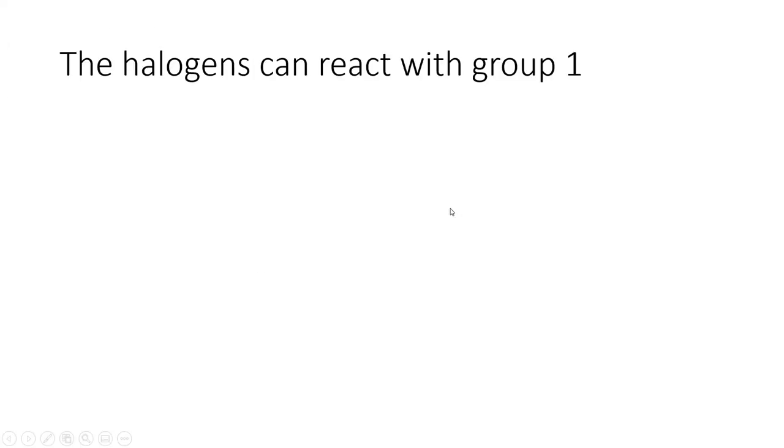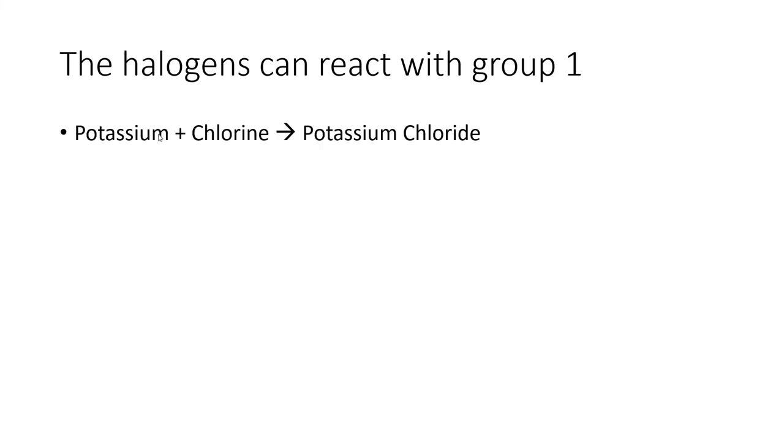Okay, so the halogens can react with group 1. Now when they do, they form salts. So we see reactions like potassium plus chlorine forming potassium chloride. And here's its simple equation.